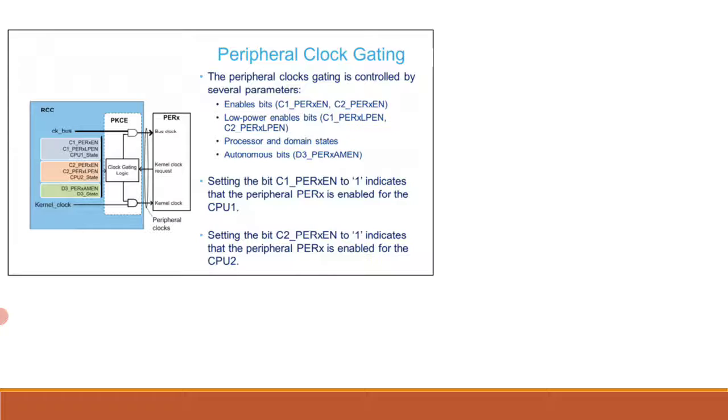Finally, the autonomous bits for peripherals located in the D3 domain. Setting the bit C1_PERx_EN to 1 indicates that the peripheral PERx is enabled for the CPU1, and setting the bit C2_PERx_EN to 1 indicates that the peripheral PERx is enabled for the CPU2. This operation is named allocating a peripheral.